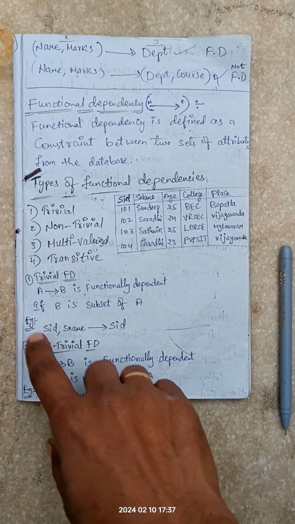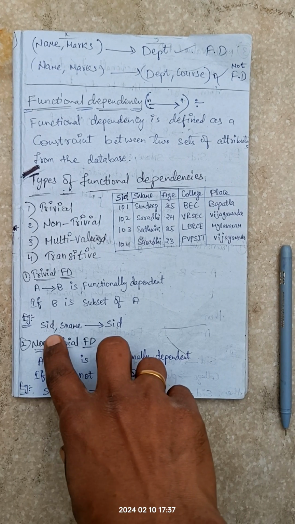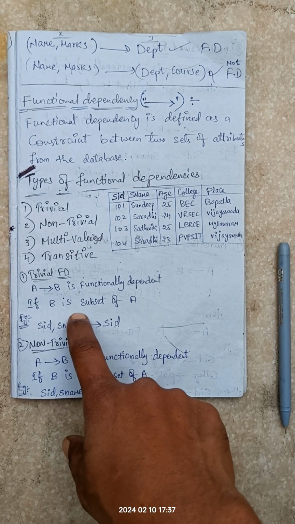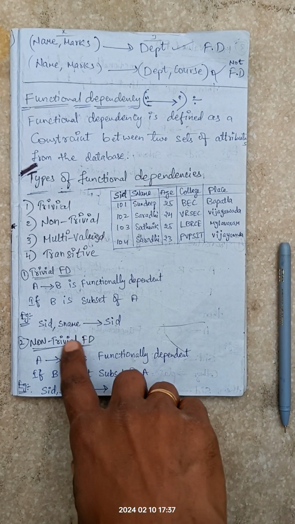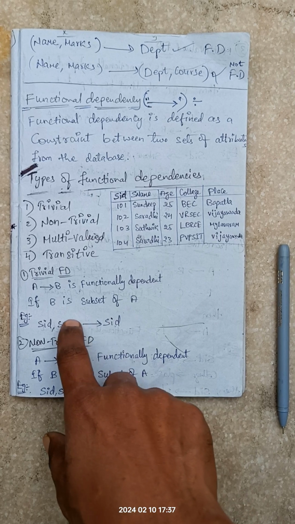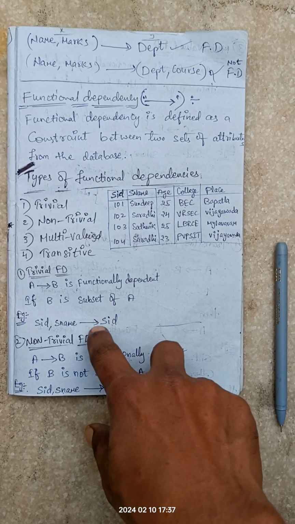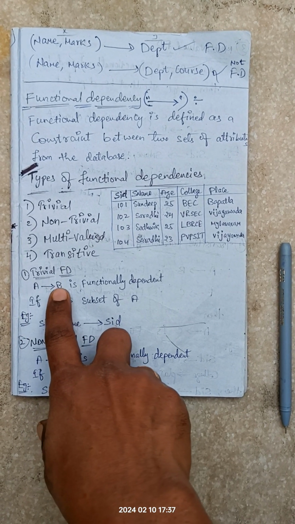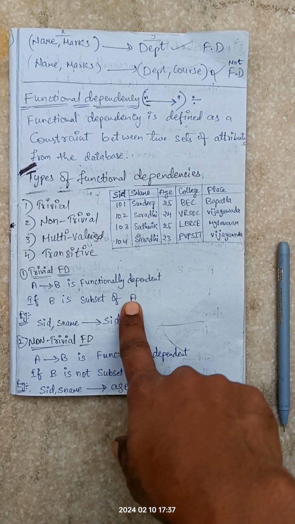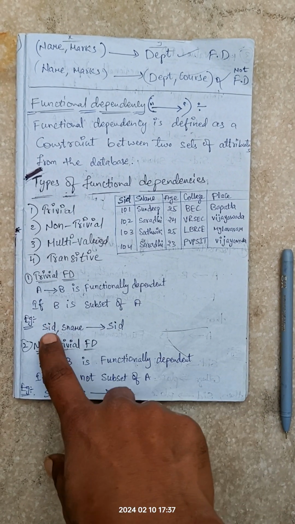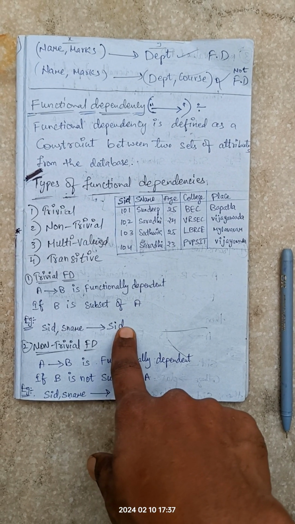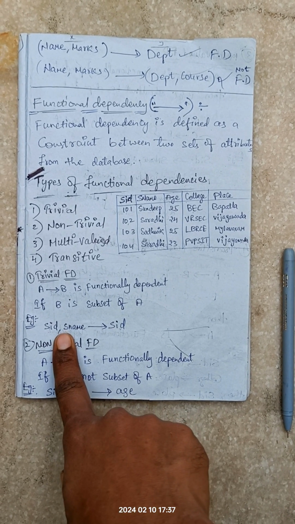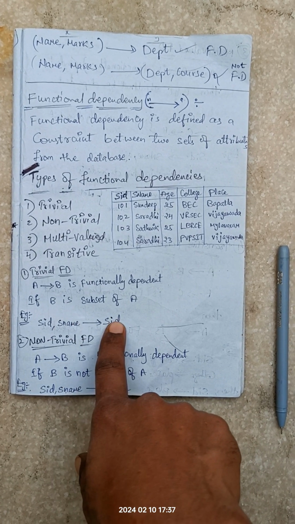How is student id comma student name tends to student id functionally dependent? Let us think this is A and this is B. A tends to B is functionally dependent if B is a subset of A. Suppose this is A and this is B, so A tends to B is functionally dependent in which case B is a subset of A. So here, B is a subset of A, is it or not? So B is the subset of A.